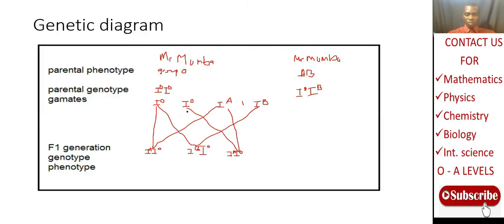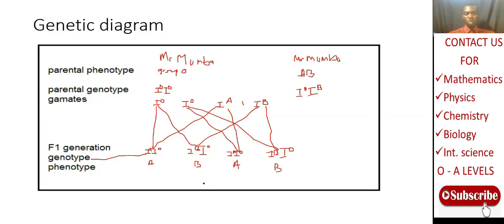Then from there, this same one here should be crossed with this one, so that we have IB, IB, then IO. So having crossed that one, this one should be alongside here. Then the phenotype here, we can see that this one is blood group A, this one is blood group B, this one is blood group A, this one is blood group B. So from this one, you can tell it was not possible for this couple to have a baby with blood group O.